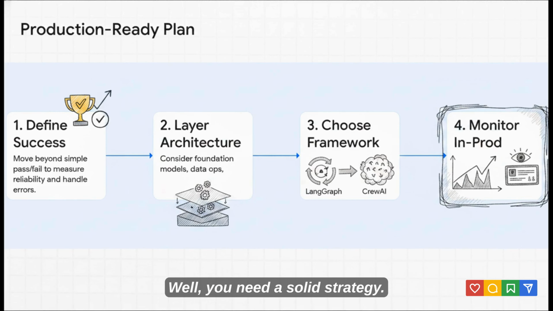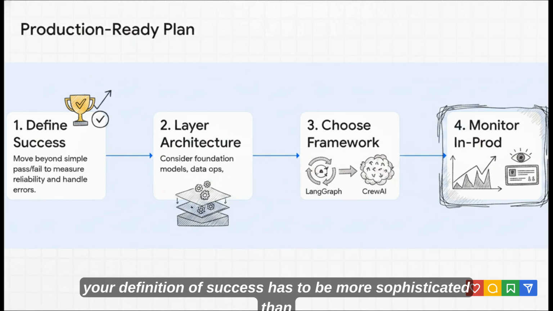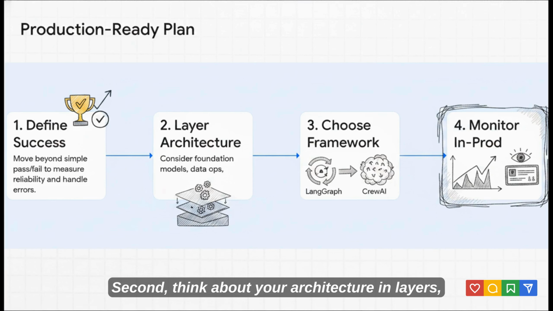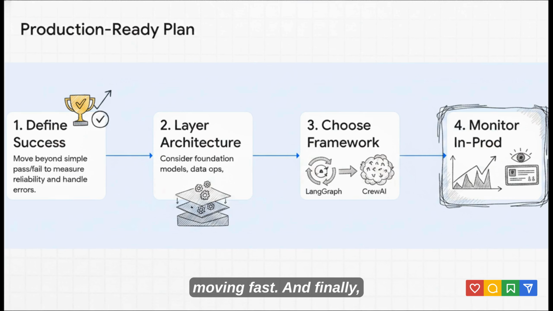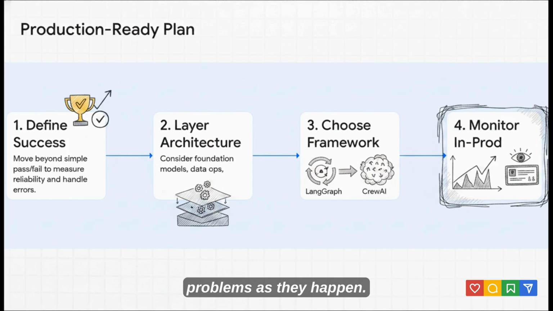Well, you need a solid strategy, and it really comes down to these 4 things. First, your definition of success has to be more sophisticated than just pass-fail. Second, think about your architecture in layers, from the model all the way up to security. Third, pick the right framework for the job, maybe LangGraph for tight control or CoALA for moving fast. And finally, you absolutely must monitor everything in production to catch problems as they happen.